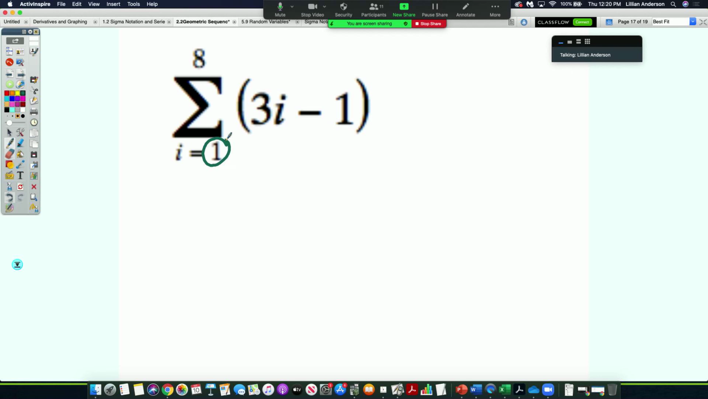So if I were to plug in 1, that would give me 2. If I plugged in 2, that would give me 5. If I plugged in 3, that would give me 8. If I plugged in 4, that would give me 11, and so on and so forth. If I plugged in 8, that would give me 23. This is my first term. This is my 8th term. Clearly, we can see our common difference.